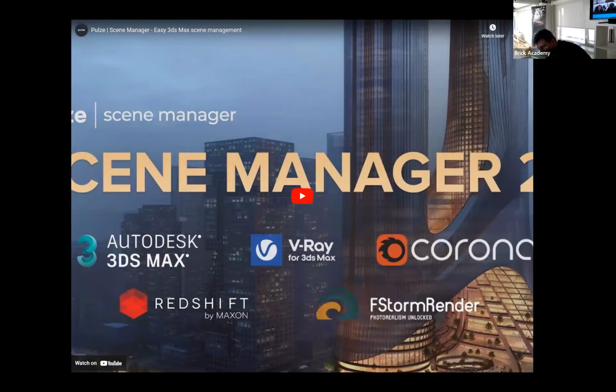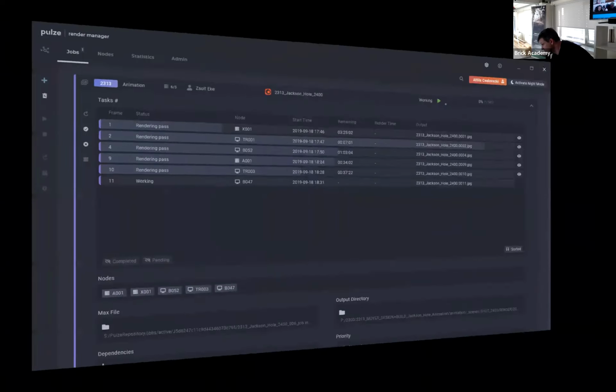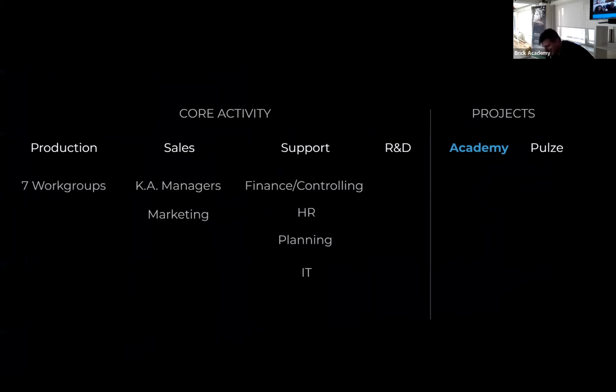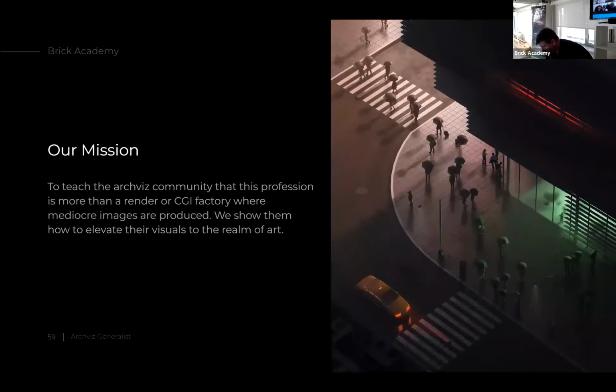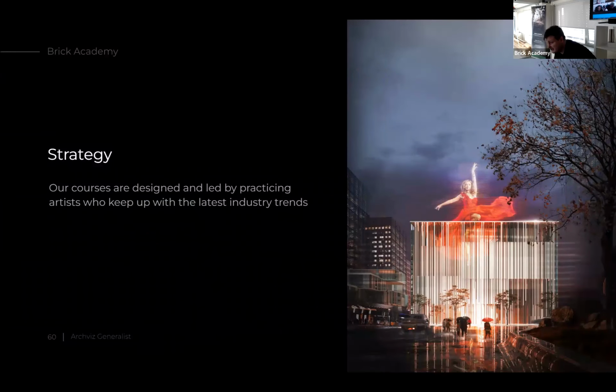Okay, I will skip the slides because we're running out of time, and you will see these tools anyway. These are the plugins. We developed Scene Manager and Render Manager. You will love it. Again, I will skip these slides as well. This is the academy, what kind of courses we have and what our mission with the academy is. But I think I touched this topic a little bit in my earlier talk, so it's not that important.